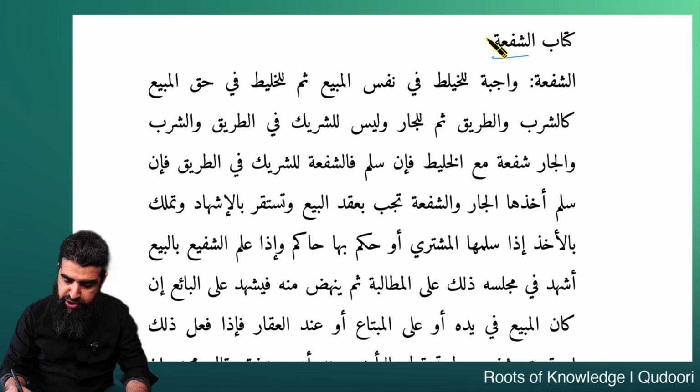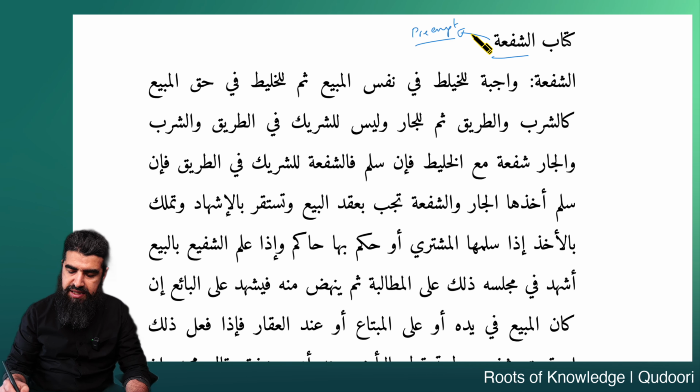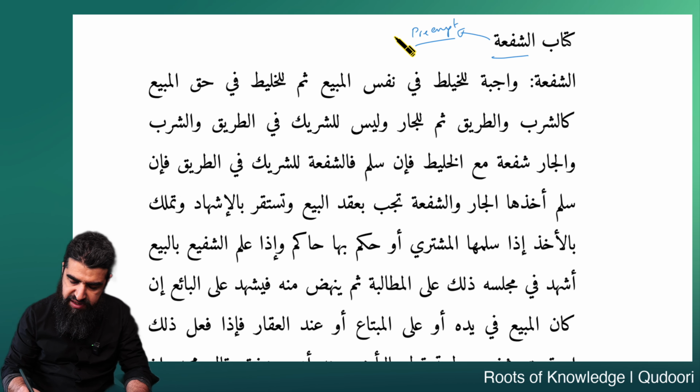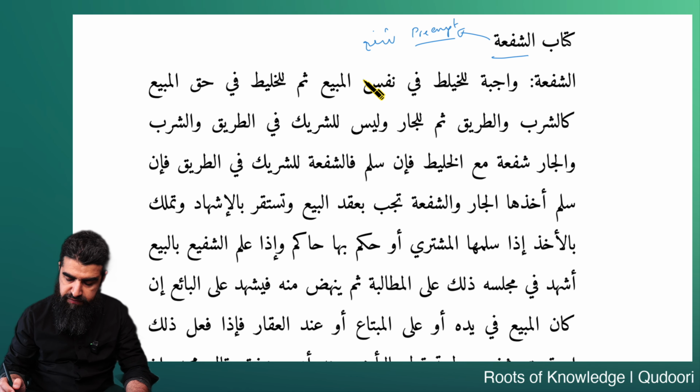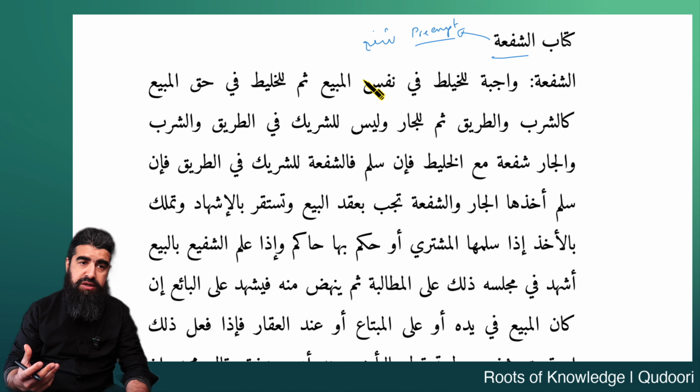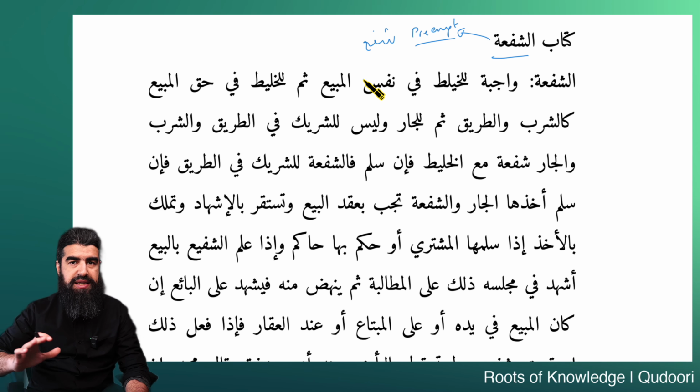So Shuf'a is basically preemption, right? To preempt. This word is literally from the word shafa'a, which means to make something even. So from odd to even. Shuf'a is all about a sale where you're selling your property, and then the rights of the neighbors, basically. That's what it's all about. Inshallah, stay till the end, you'll understand more about this masala.